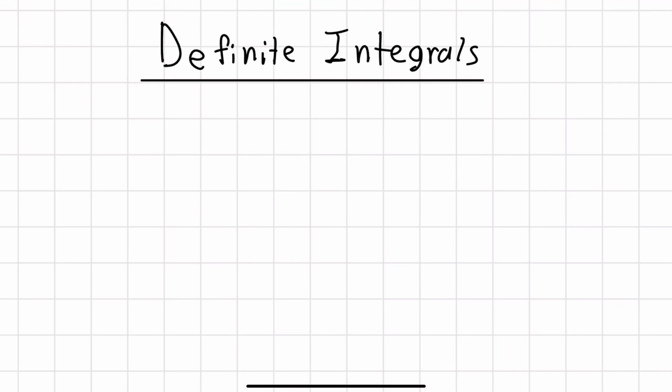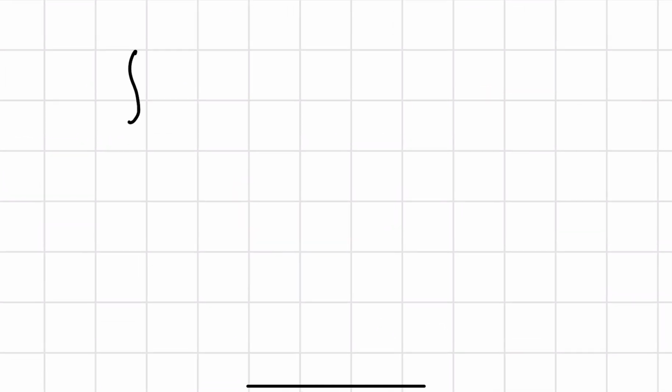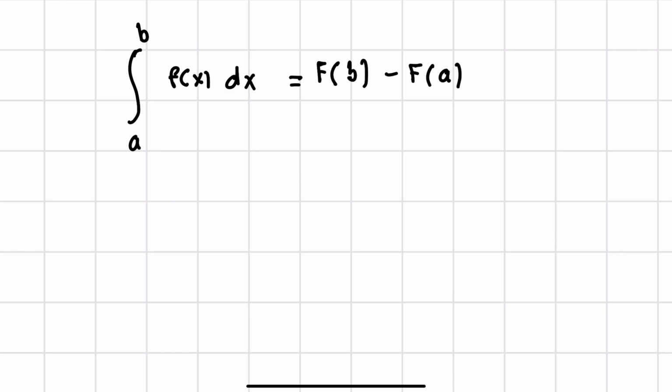In this video, we will be talking about definite integrals. Definite integrals can be denoted as the integral sign, which is a squiggly line, the lower bound a and the upper bound b, and in the integrand, we would have our function, and to close off the integral, you would write dx. And this is equal to the antiderivative, and you would plug in the upper bound minus the antiderivative, and you would plug in the lower bound.